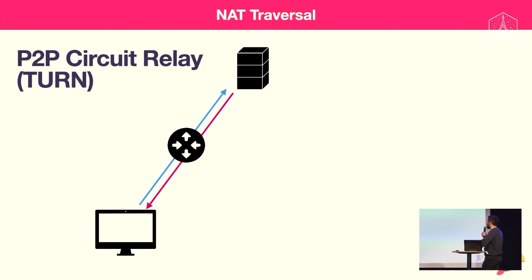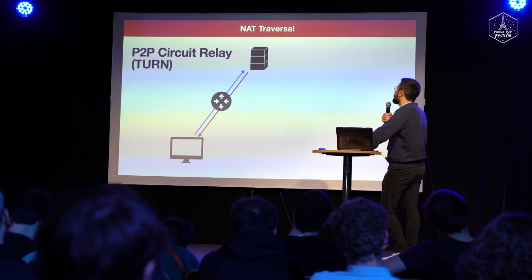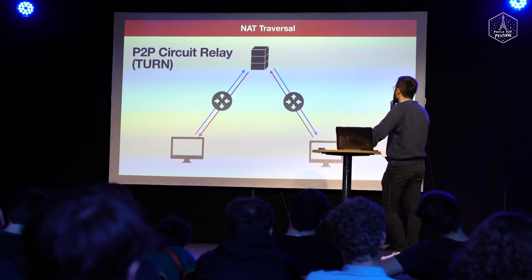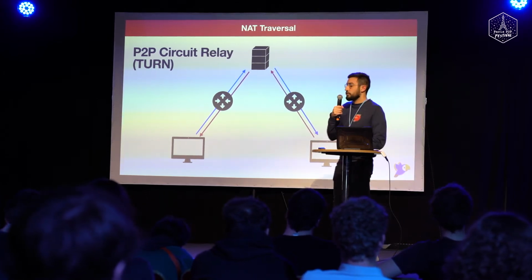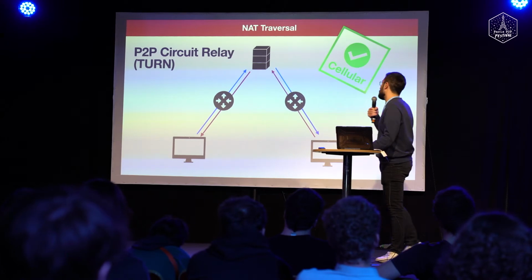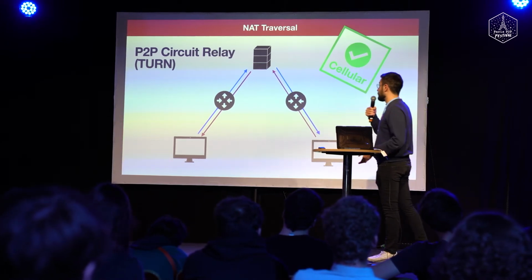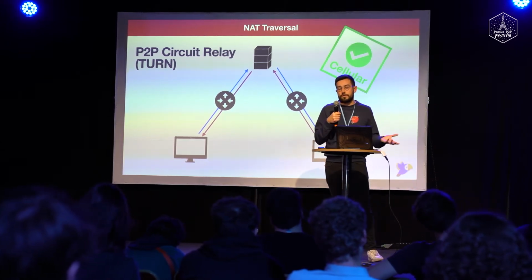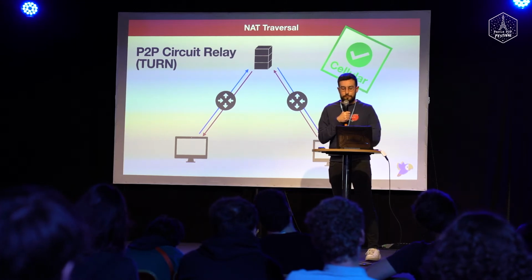You connect to a relay and you wait for another peer to connect to establish a direct, a proxied connection with it. So you can communicate with it, and this, of course, works very well on mobile. So this is actually the first thing we'll use on mobile.